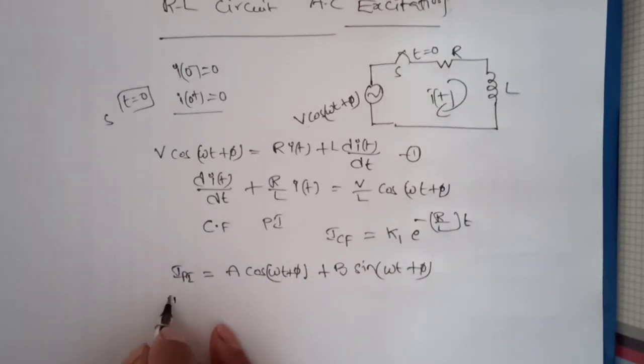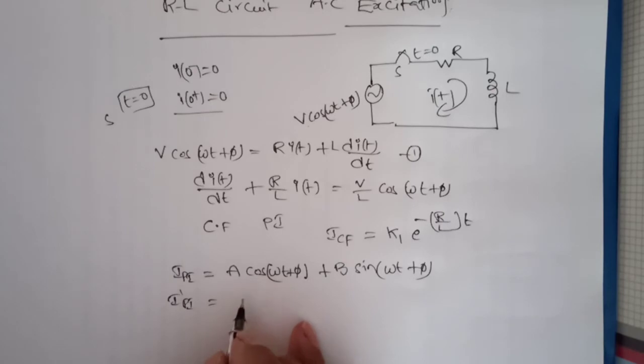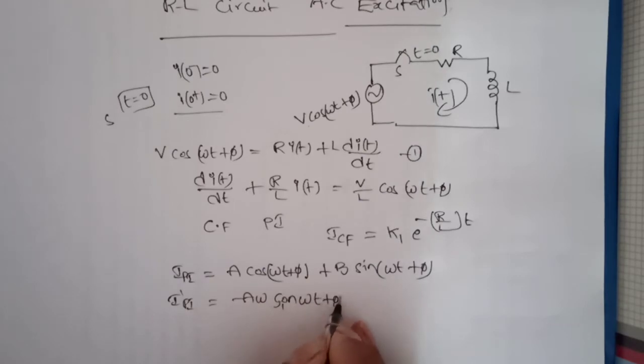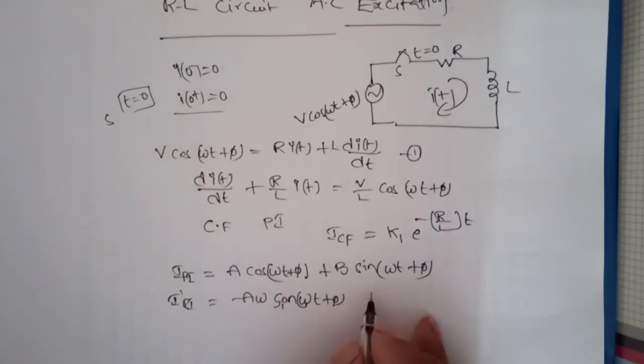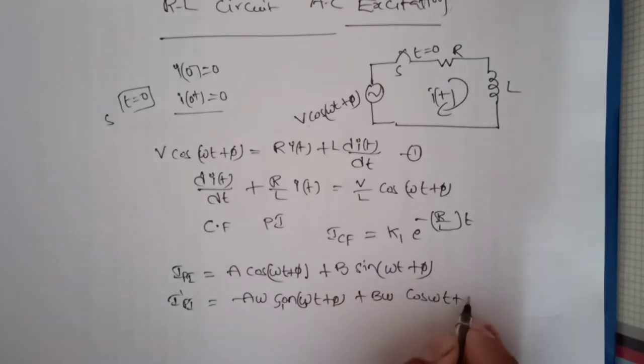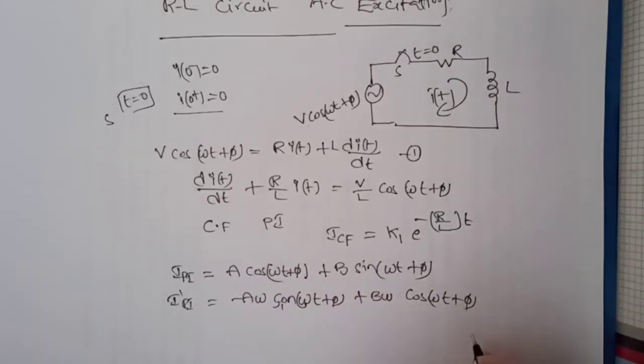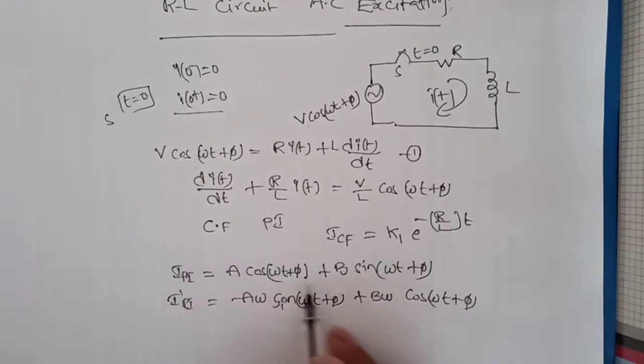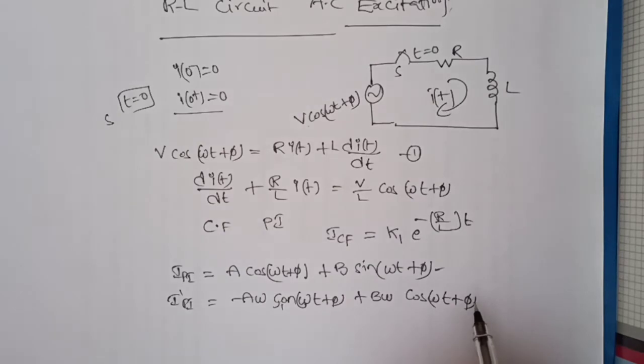If you take the differentiation of this, i dash PI is equal to minus A omega sin(omega t plus phi) plus B omega cos(omega t plus phi). We are assuming the particular integral is like this equation, and I am taking the differentiation of this.